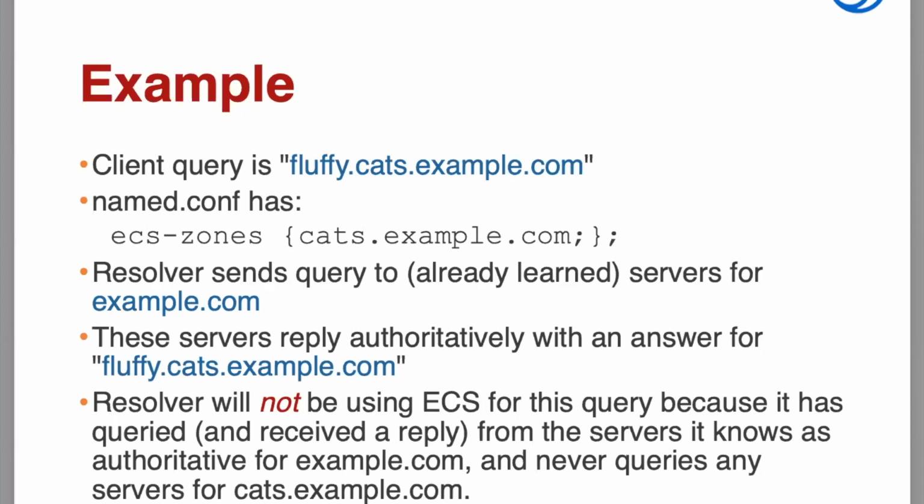It might have sent it to the root servers first, and it would have been told where the com servers were. And then it will send the query to com, and com will say, well, I don't know, but here are the servers for example.com. And then in this worked example, I send the query of fluffy.cats.example.com to the servers for example.com. And these servers actually are authoritative for both example.com and cats.example.com. So I get the answer back right away. But I don't have example.com in my ECS zones, so I did not use any ECS on that, even though that's what I wanted to do.